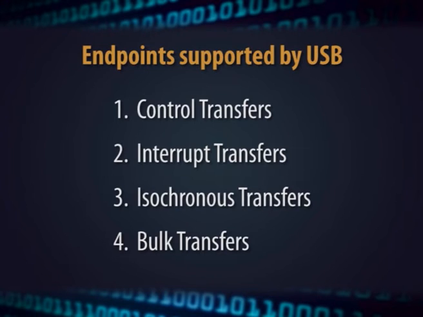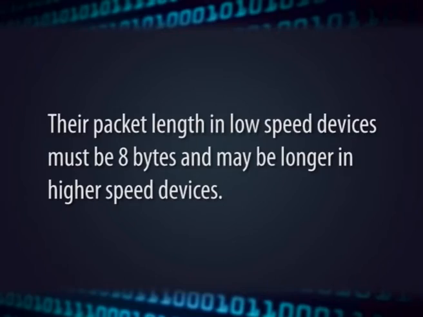USB supports 4 types of endpoints or data transfer types as follows: 1. Control transfers, 2. Interrupt transfers, 3. Isochronous transfers, and 4. Bulk transfers. Control transfers are typically used for command and status operations. They are essential to set up a USB device. Their packet length in low speed devices must be 8 bytes and may be longer in higher speed devices.